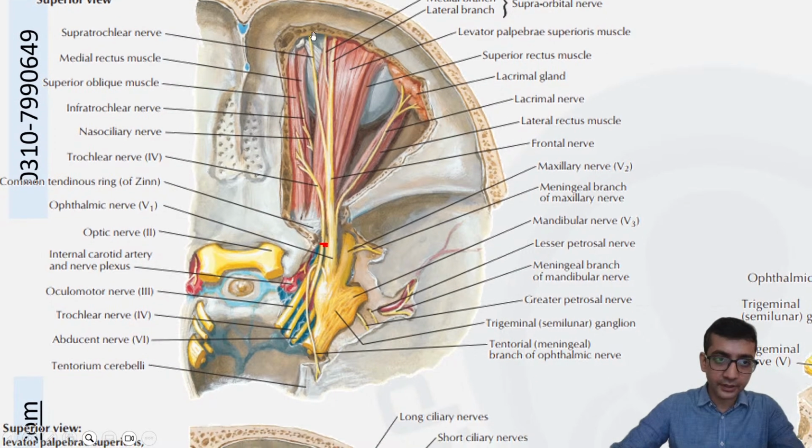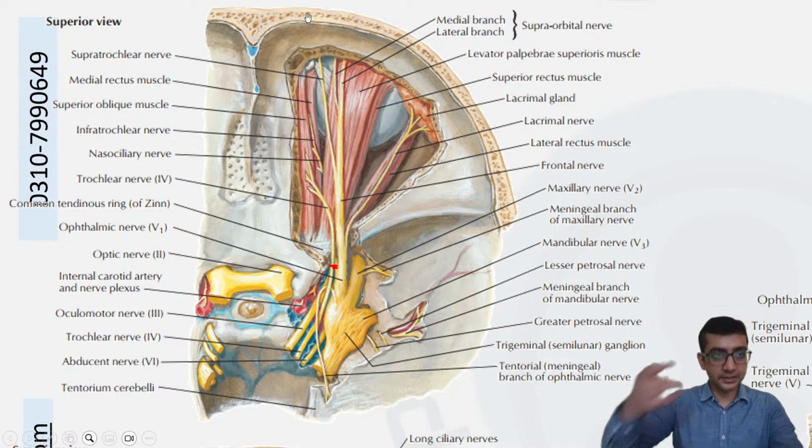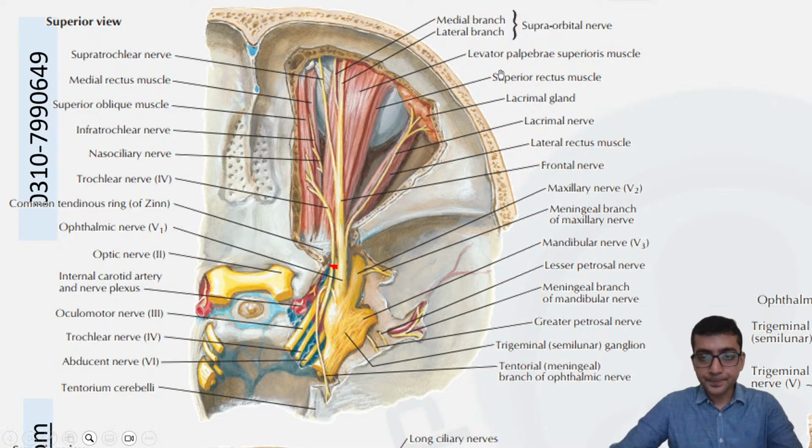The supratrochlear one goes all the way. It runs above the trochlea. Here is the trochlea, this one where my mouse cursor is, the white one. And it runs over it. It exits from the medial aspect of the superior margin, and it runs and supplies the medial aspect of the forehead all the way up to the hairline.